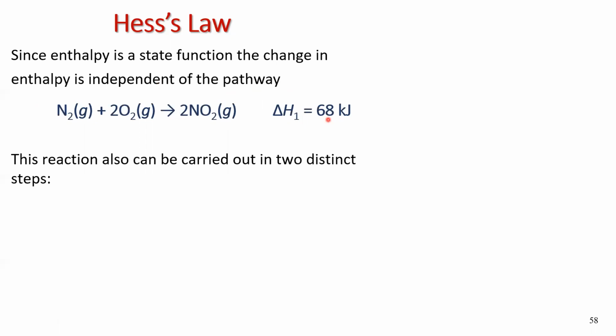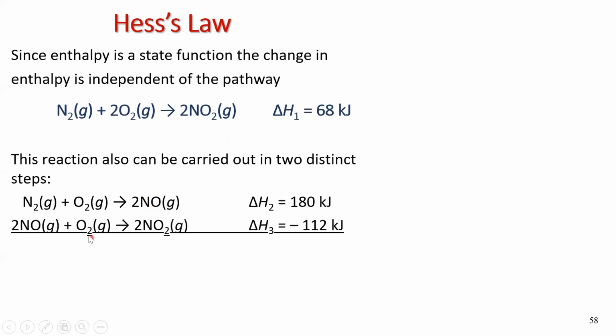But this reaction can actually be carried out in 2 distinct steps. So nitrogen gas could react with oxygen gas to produce nitrogen monoxide, and that requires 180 kilojoules of energy. And then that nitrogen monoxide that was produced in the first step could react with oxygen and produce nitrogen dioxide, which gives off 112 kilojoules of energy.